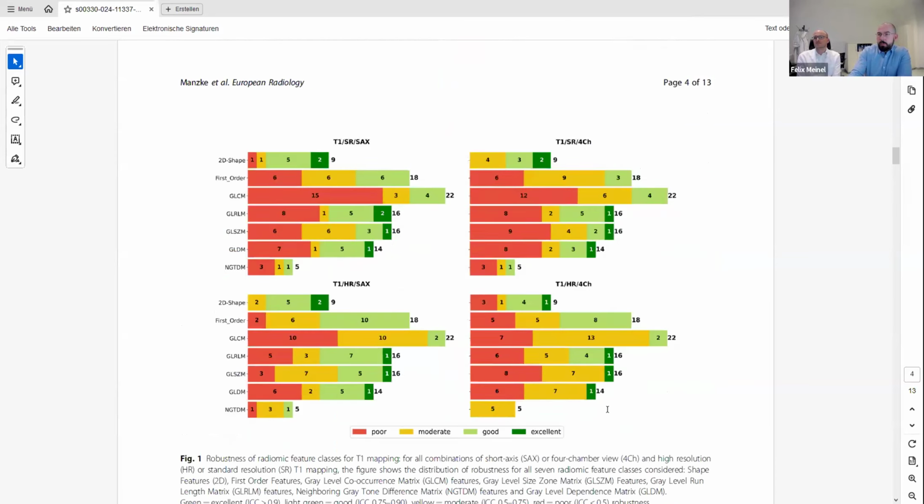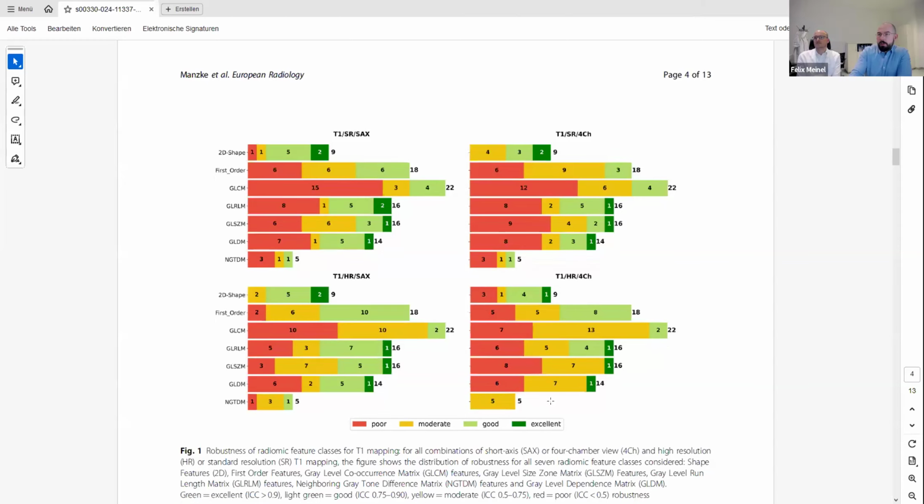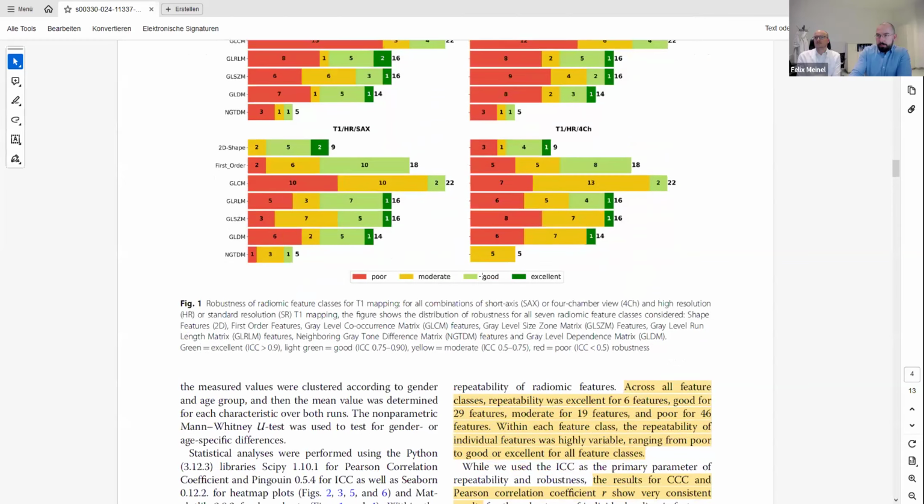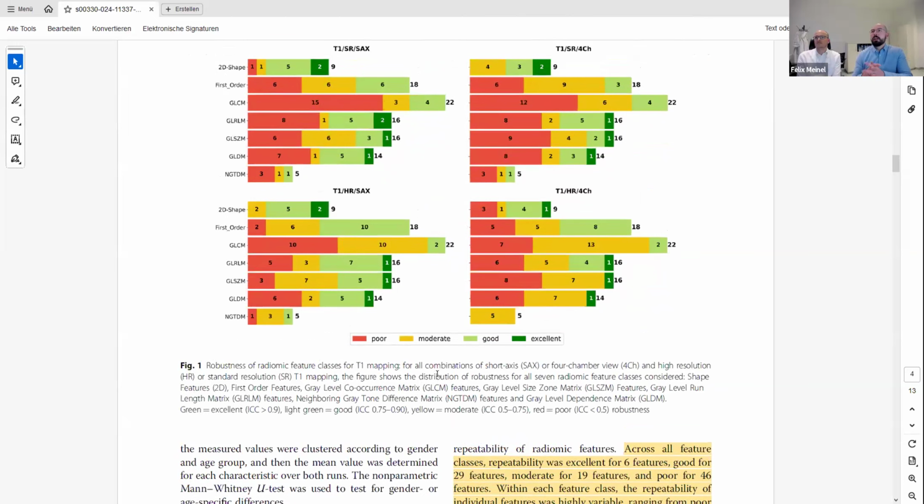Yes, and then we go over to the results. First, we divided our analysis into 4 quadrants, for all combinations, first for the T1 mapping images: standard resolution and short axis, standard resolution and 4-chamber view, high resolution short axis, and high resolution 4-chamber view.